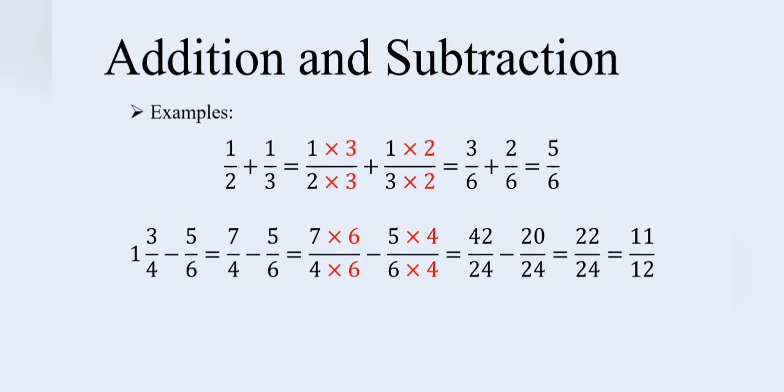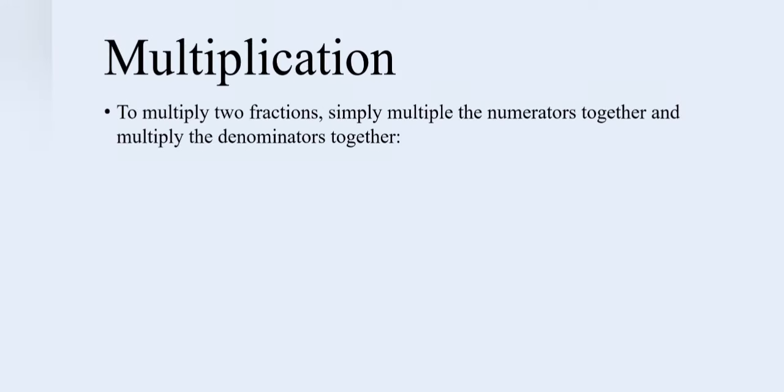Another example is 1 with 3 over 4 minus 5 over 6. Well, we just convert the 1 with 3 over 4 into an improper fraction, which gives 7 over 4 minus 5 over 6, which is equal to 7 times 6 over 4 times 6 minus 5 times 4 over 6 times 4, which is equal to 42 over 24 minus 20 over 24, which is equal to 22 over 24, which simplifies to 11 over 12.